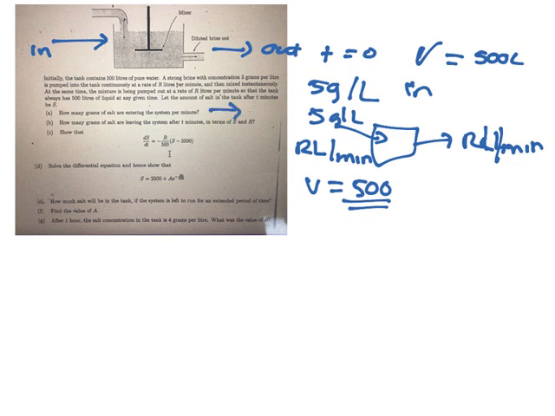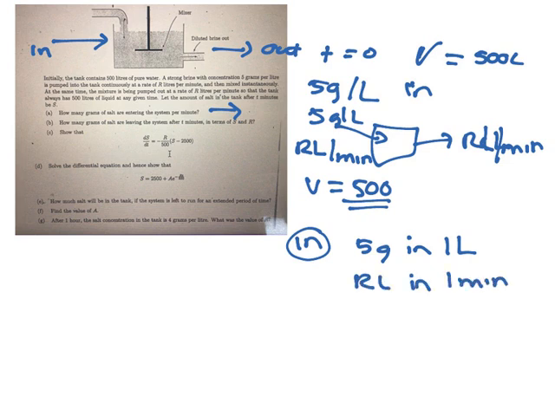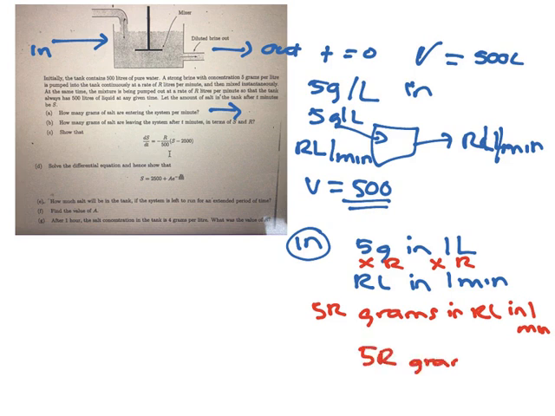So how many grams of salt was going into the system? If we've got 5 grams in 1 litre and you have R litres in 1 minute, then times this by R and this by R, and you have 5R grams in R litres in 1 minute. So going in would be 5R grams per minute. Okay, coming out. So coming in is 5R grams per minute.